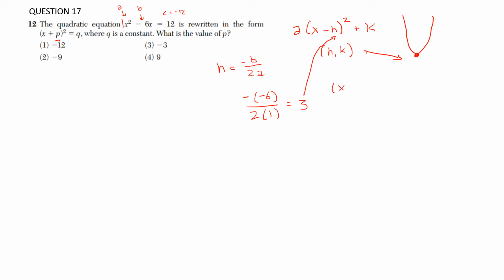So x minus 3 squared plus k. This question doesn't ask us what this k value is, and it's also put on the opposite side. But all we're concerned with right now is this term over here. So we know that to make this x plus p squared equal to x minus 3 squared, p has to equal -3.